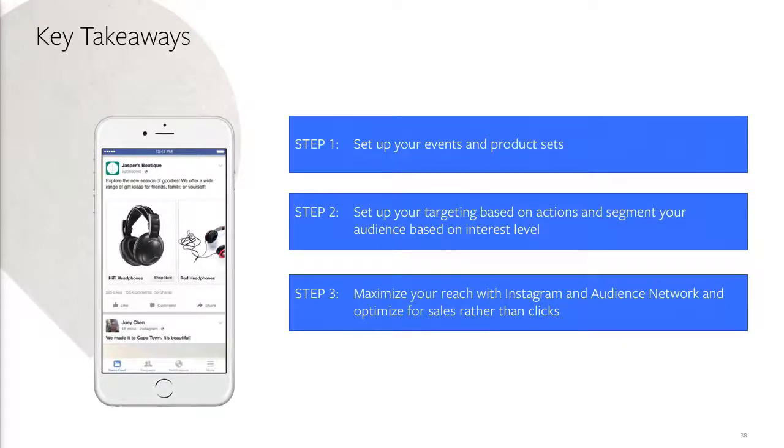Step 3 is make sure you're maximizing the reach of your dynamic ads even outside of Facebook and across the Facebook family of apps and services inside of Instagram and the audience network in order to optimize for sales. Make sure you're also optimizing for sales in your dynamic ads rather than just clicks or impressions in order to maximize your return on ad spend and maximize your success.